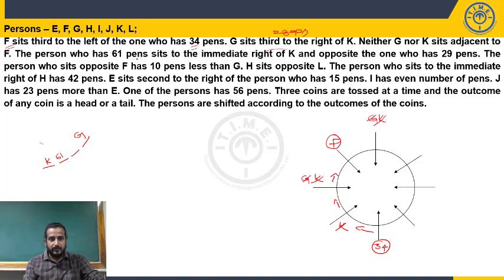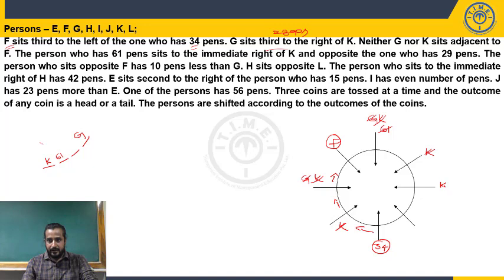And it is also mentioned, the person who has 61 pence sits immediate right of K and opposite the one who has 29. So 61 is opposite 29. So as it is 34, it cannot be 61, right? When it cannot be 61, it cannot be K also, because 61 should be immediate right of K. So it is not possible for K. Clear? Right. So what are all the possible positions for K? It is already F. K is not possible here. K is not possible here. Will K be possible here?